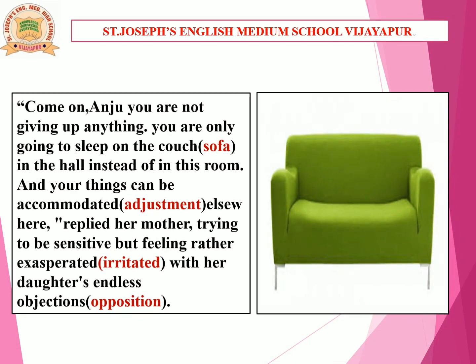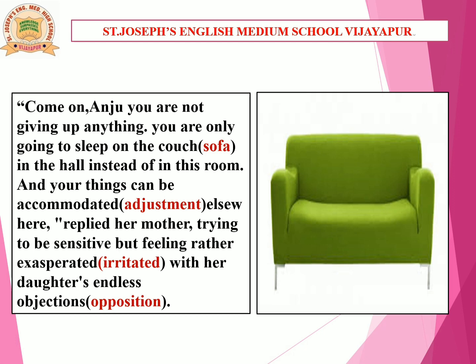Anju, you are not giving up anything. You are only going to sleep on the couch, that is the sofa, in the hall instead of in this room. And your things can be accommodated, that is adjusted, elsewhere, replied her mother, trying to be sensitive but feeling rather exasperated with her daughter's endless objections.